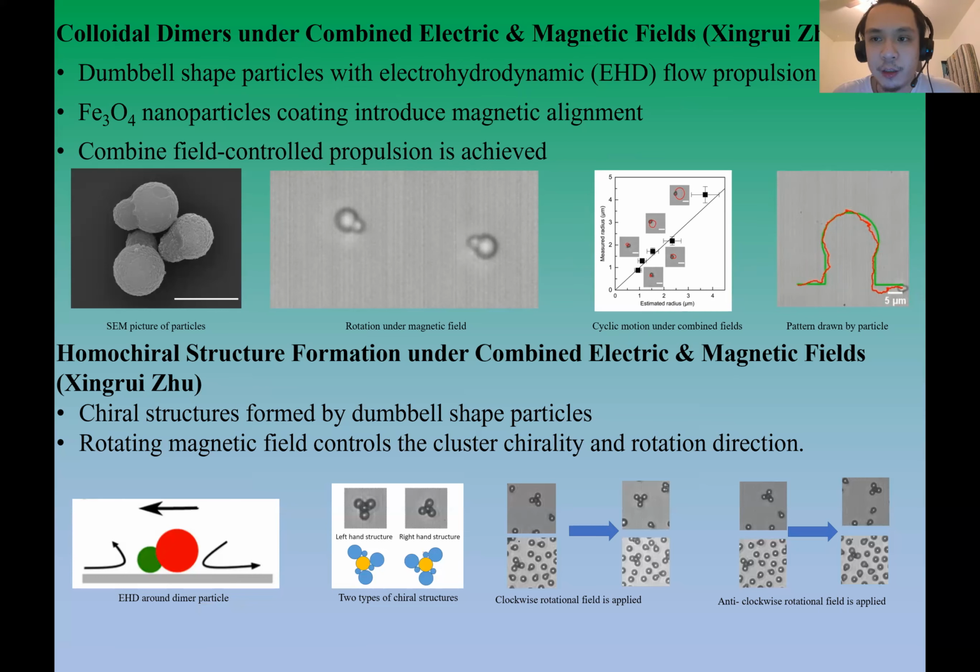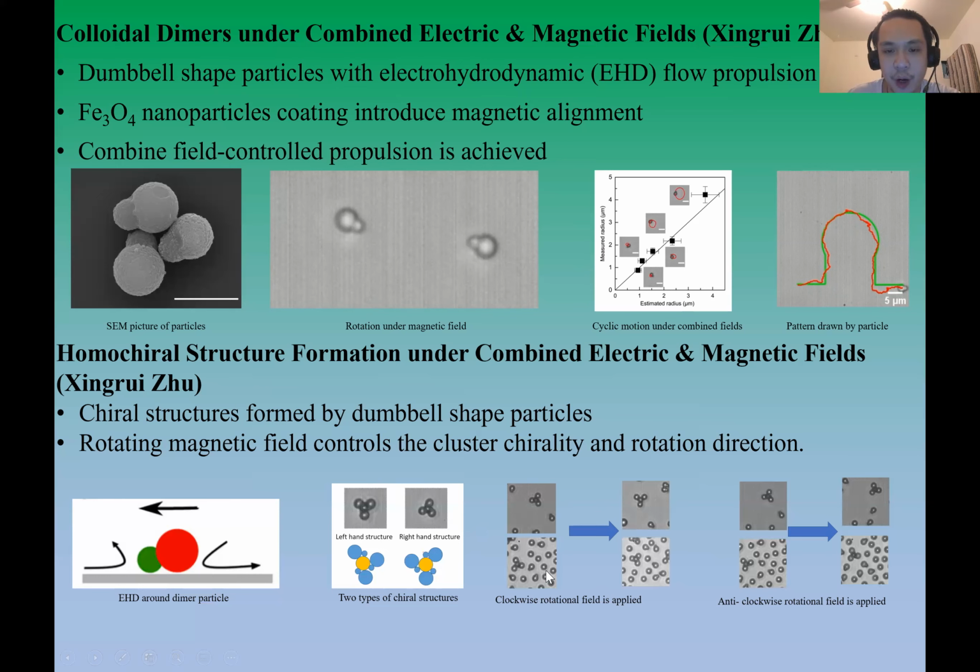Similarly, we can use the electric field to drive the particles to assemble, which was also demonstrated by our group previously. The polystyrene particles can form a chiral structure as we show here. This is a left-hand structure, and this is a right-hand structure. If we do a similar experiment with magnetically responsive particles, we can apply a rotating magnetic field and force the structure to rotate or switch chirality, as I show here.